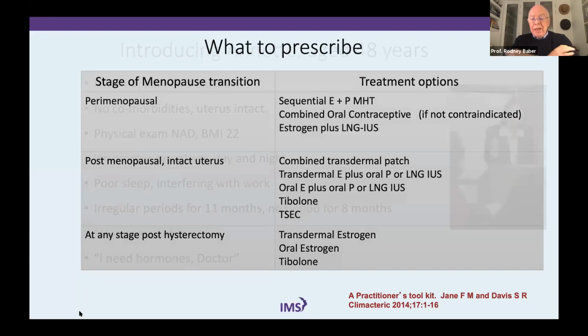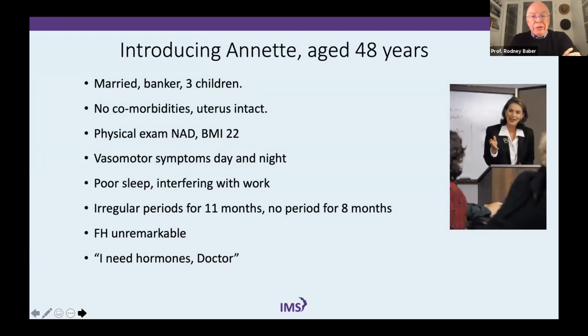So let's take all of this and put it through a case presentation. This is a patient of mine, Annette. She's a married woman, she's a banker, she has 3 children, no comorbidities, and an intact uterus. Her physical examination is normal. Her BMI is 22, but she has vasomotor symptoms day and night. She has trouble sleeping, it's interfering with her work.